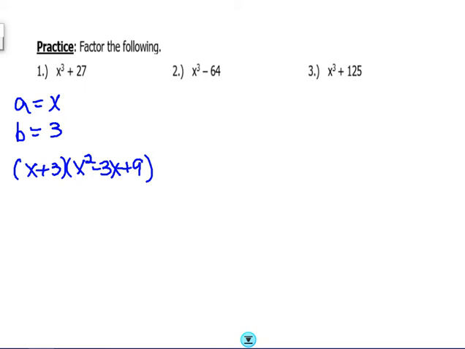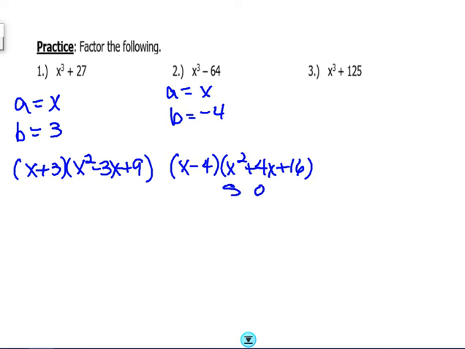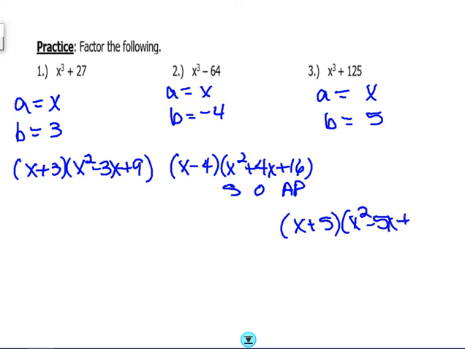Alright, look at number 2. Our a is x, and our second term is going to be negative 4. So binomial, x minus 4, square, opposite multiply, and then square the last term. And remember it's always positive. Alright, here, a is x, and b is 5. It's a sum. So we're going to add, square, opposite multiply, and then square the second term.